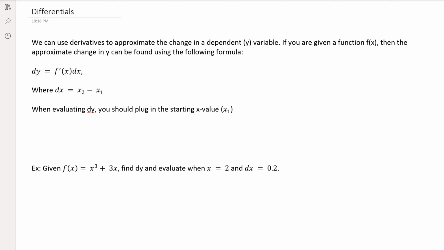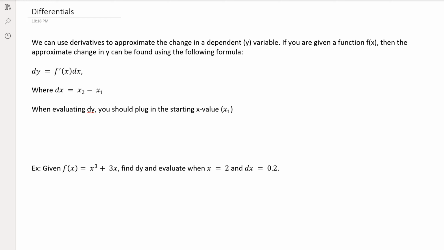For these problems, you're going to be saying, okay, let's say I want to change the number of products that I'm producing from 10 units to 15 units. As a business owner, you may want to know what's the approximate change in my profits if I go from producing 10 units to 15 units? In that example, x represents the number of units, so your dx will be 15 units, where you're trying to go to, minus the 10 units where you're at now.